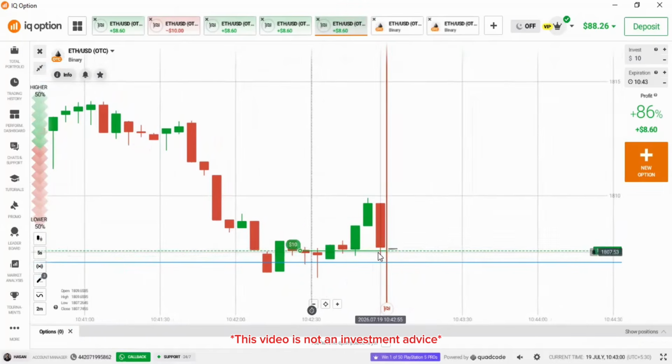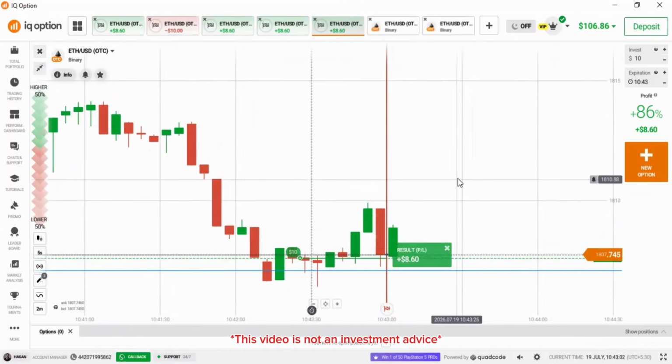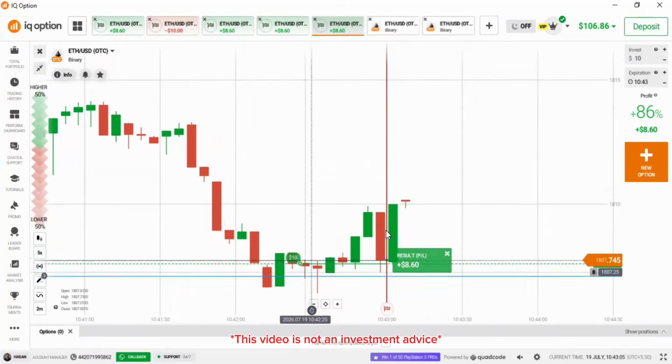You can see like this. Sometimes it will give me a loss in trade. That's why I placed my trade with some marginal safety.